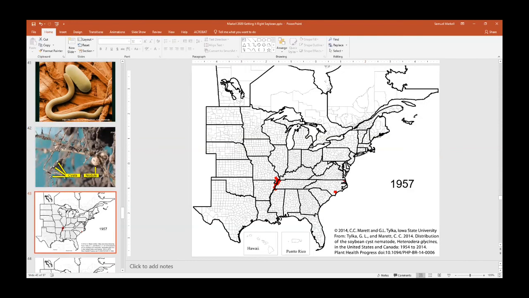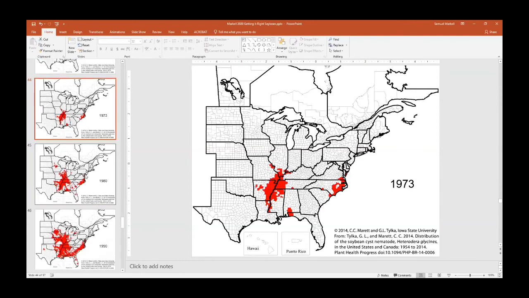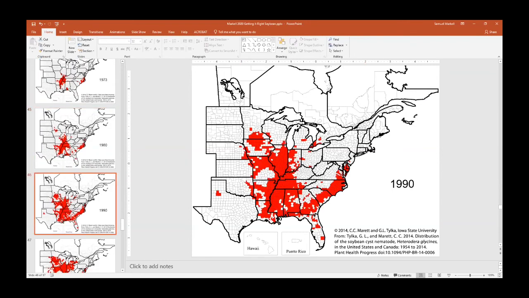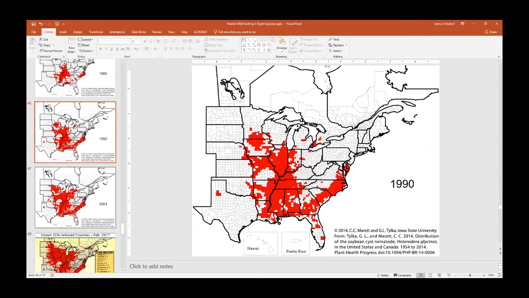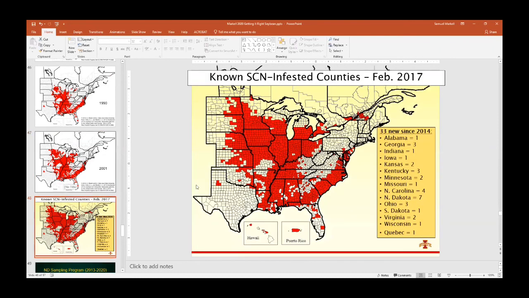So this is not from North America, and it's spread on anything that moves soil. So in the 50s, it showed up and hit the Boot Heel, Missouri. By the 70s, it started to spread through the Mississippi River Valley. By the 90s, you had hot spots all over. By 2000, it was just knocking at North Dakota's door. And then this map from a couple years ago shows the states where we have confirmed SCN.